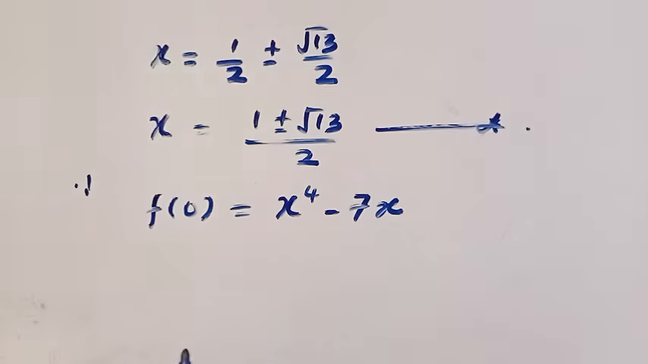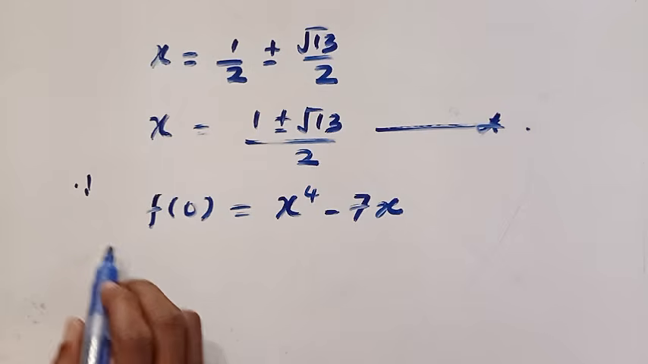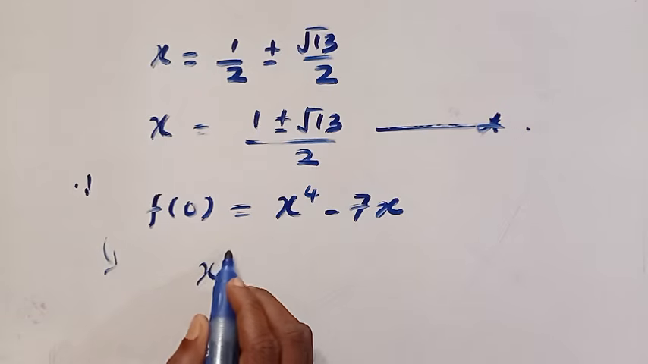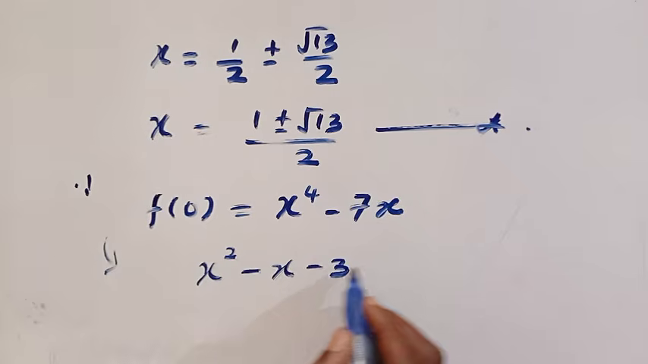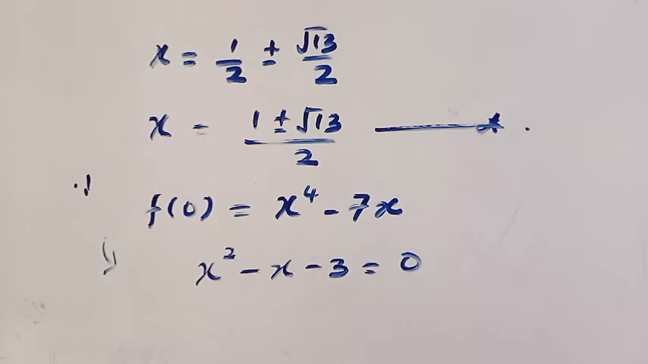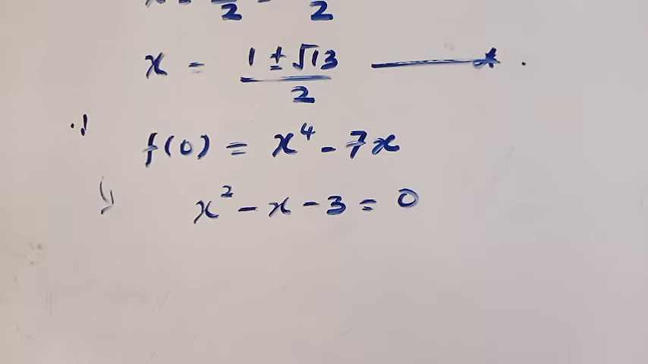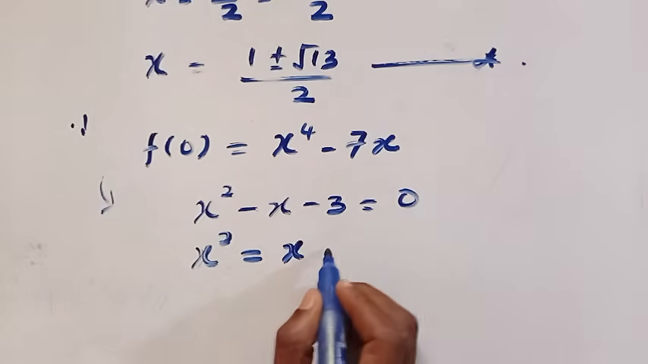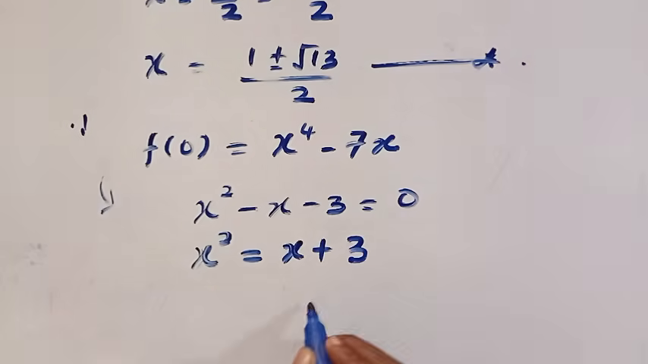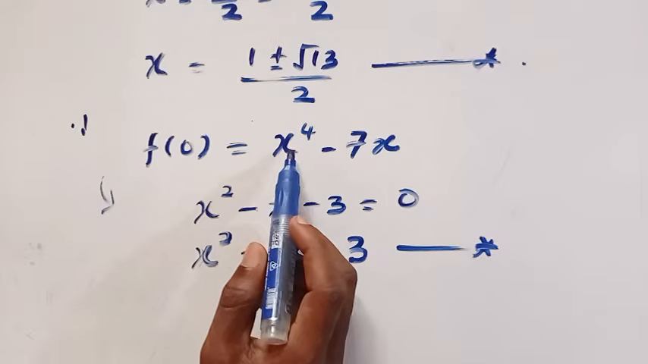First, we need to know what x squared is. If we want to know x squared, we recall that we let x squared minus x minus 3 equal 0. This is where we are going to start. By making x squared the subject, we have x squared equals x plus 3, right? Again, we are going to get x to the power of 4.